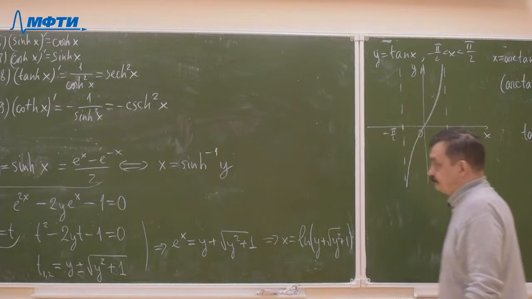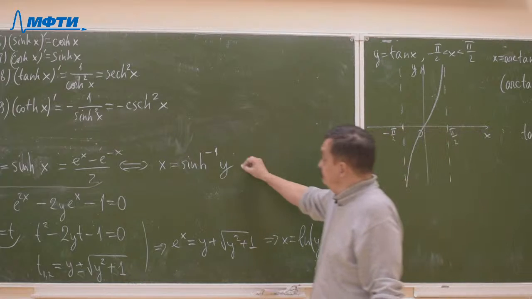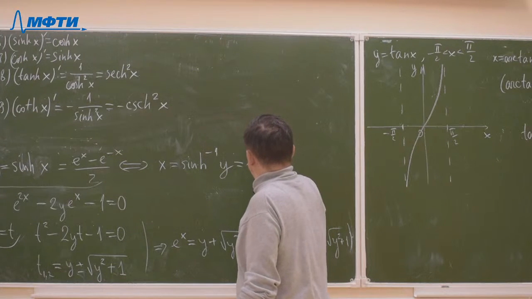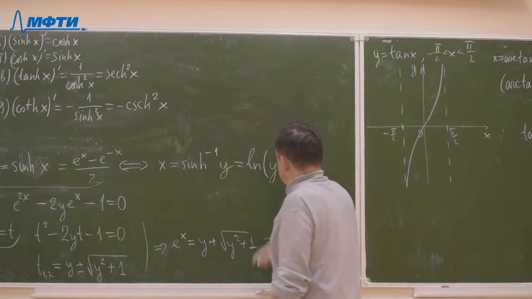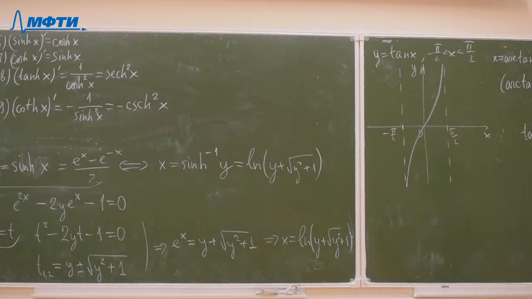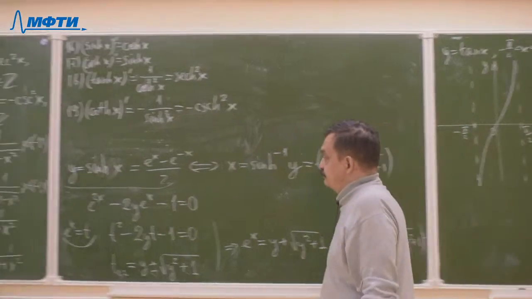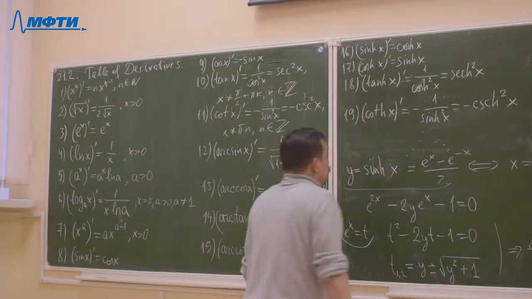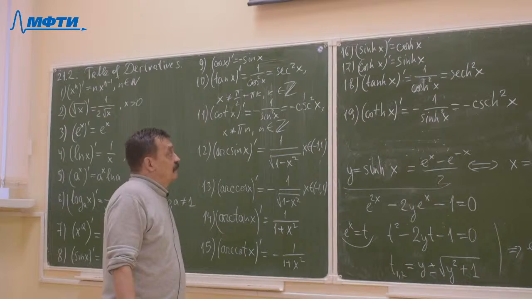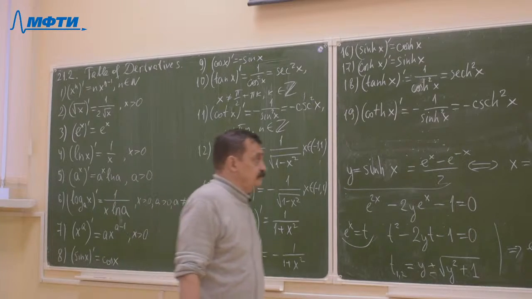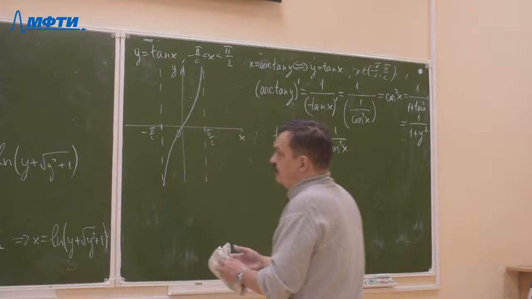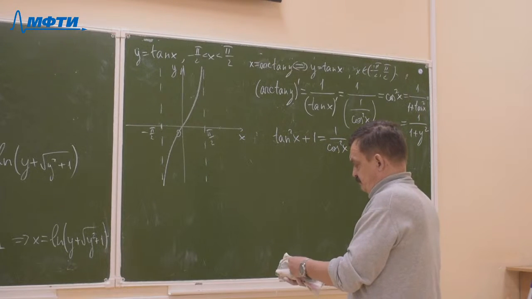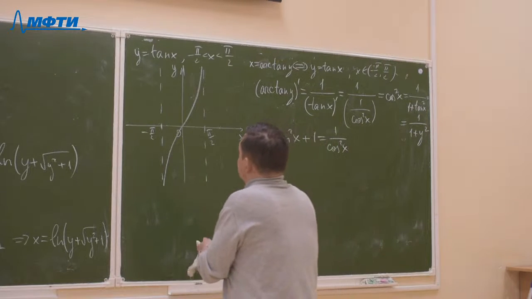That is precisely the explicit formula for the inverse function to sine hyperbolic. Nevertheless, we can also proceed with the derivative of such a function, right?